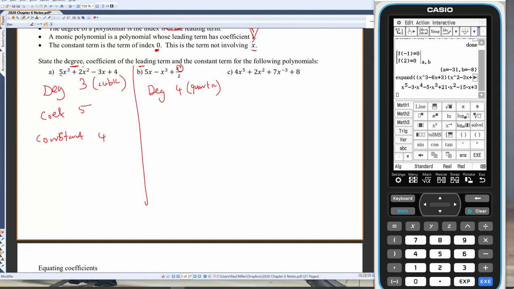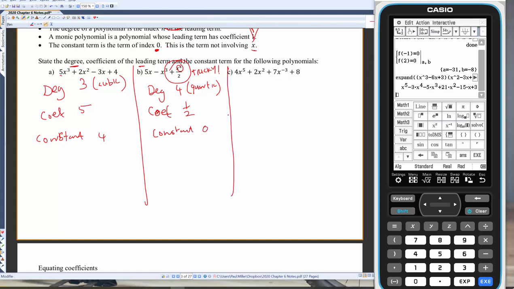Now, so the degree is power 4, or degree 4. Coefficient of the leading term is going to be the coefficient of the highest power term. So even though this is the last term, they're trying to be a little bit tricky. And actually the coefficient is the one of the highest power. So the coefficient of the leading term is a half in this case. And the constant term, it doesn't have one. So it has a constant of 0.